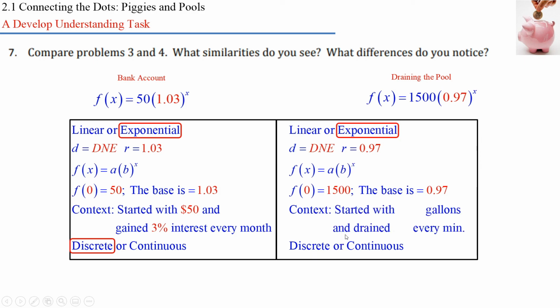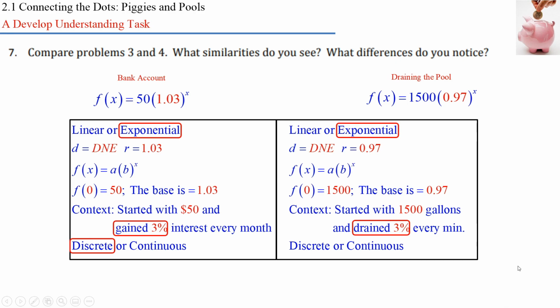Context. So we started with 1,500 gallons in the pool and drained what percent every minute? Well, if I have 97% left, I drained 3%. Now, look over here. We gained 3%. Over here we drained 3%. We gained because our common ratio or our base is bigger than 1. We drain because our common ratio is less than 1. That's how that works.